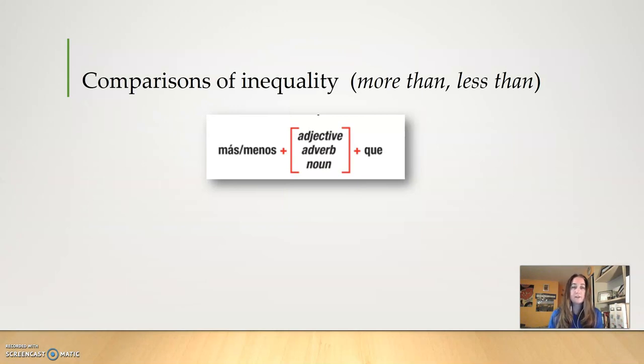Vamos a empezar con las comparaciones de desigualdad, inequality. In English, we express comparisons of inequality with expressions like more than and less than. En español, usamos más o menos y que, con adjetivos, adverbios y sustantivos. Por ejemplo, mi hermana es más conservadora que yo. Más, followed by the adjective, followed by que. More conservative than.